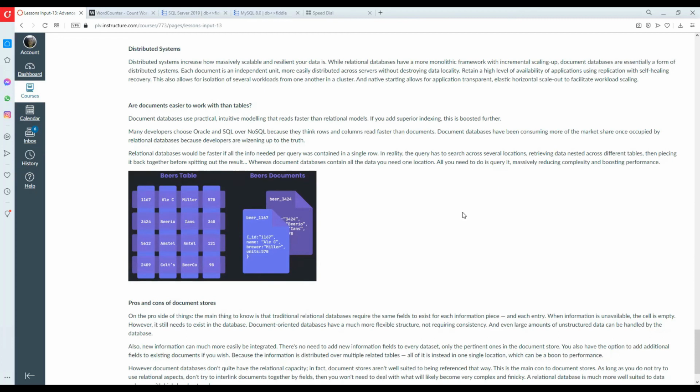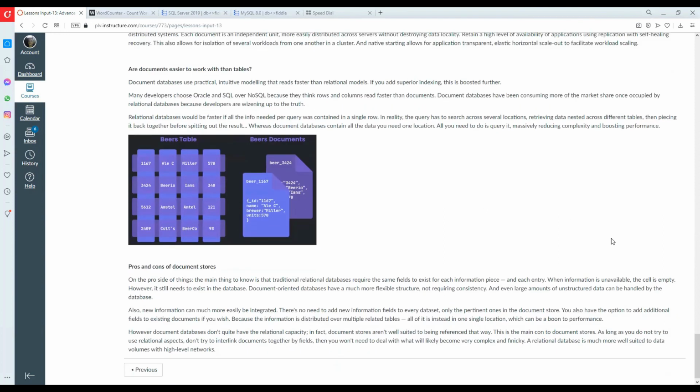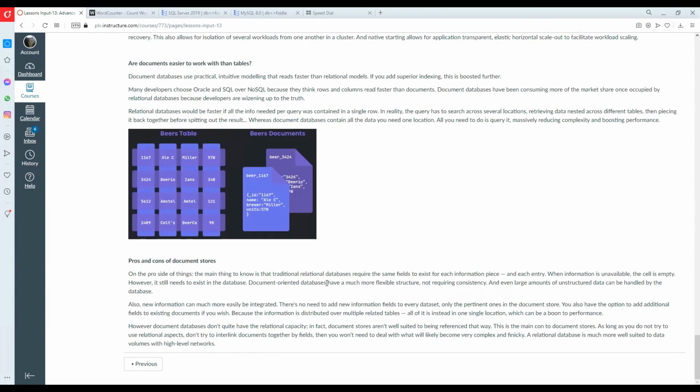A relational database would be faster if all the info needed per query was contained in a single row. However, in reality, the query has to search across several relations, retrieving data across different tables, then parsing it back together before spitting out the result. Whereas document databases contain all the data you need in one location. All you need to do is query it, massively reducing complexity and boosting performance.